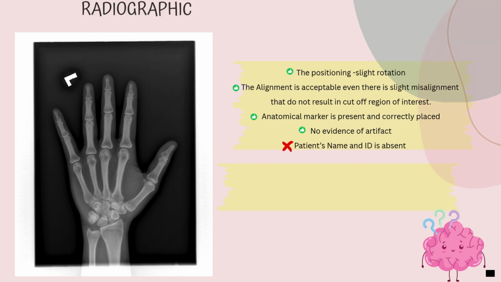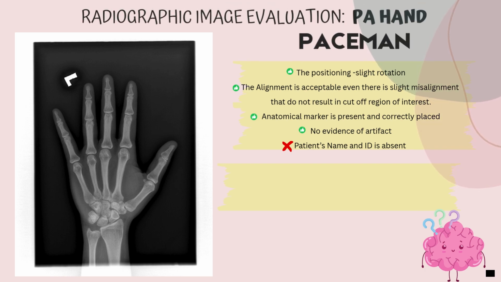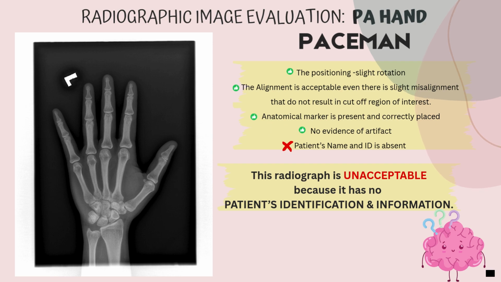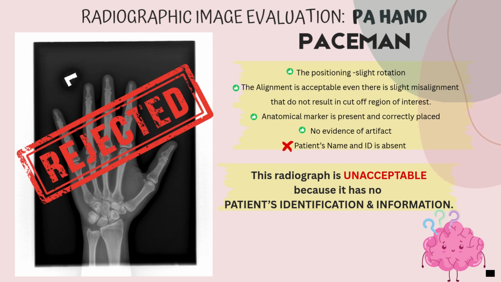As the final evaluation for this radiograph by PACEMAN method, it shows that the positioning has a slight rotation which is tolerable. The alignment is acceptable even though there is slight misalignment which does not result in cut-off region of interest. Anatomical marker is present and correctly placed. There is also no evidence of artifact and it has no patient's name and ID. As the conclusion, this radiograph is unacceptable and should be rejected because it has no patient's identification and information.